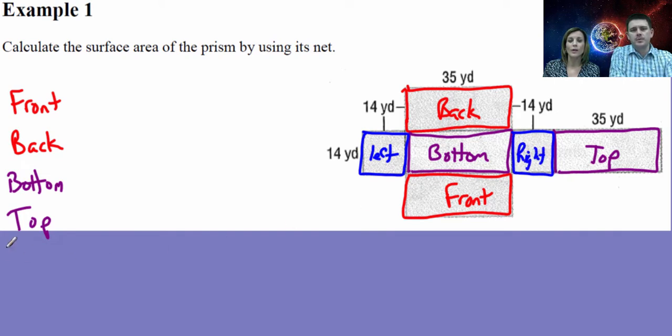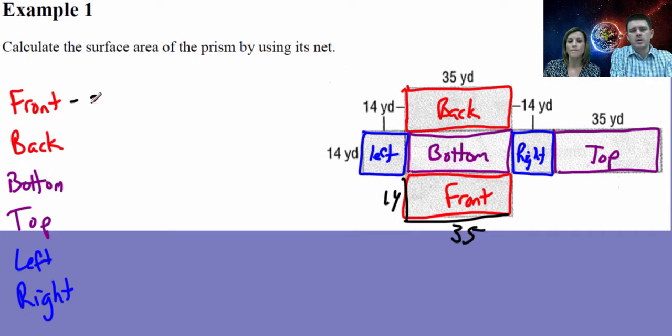Okay, so we're going to start with the front and the back. We need to find the area of those 2 red rectangles. We have a base of 35 and a height of 14. So we're going to do 35 times 14 for our area. We're going to do the same thing for the back because they both have the same measurements.